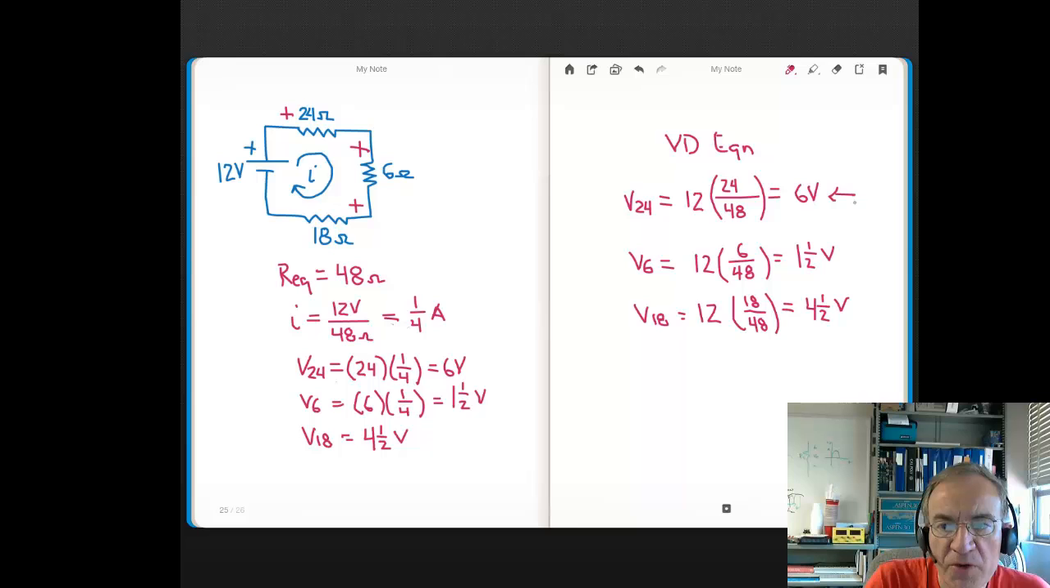And it's always true that the largest series resistance has most of the voltage. Okay, and the smallest series resistance will have the least amount of voltage. See, that's always true. And I mean, you can see it mathematically in the voltage divider equation, right? Just looking at the ratios here. But I think it's good to have a conceptual understanding.